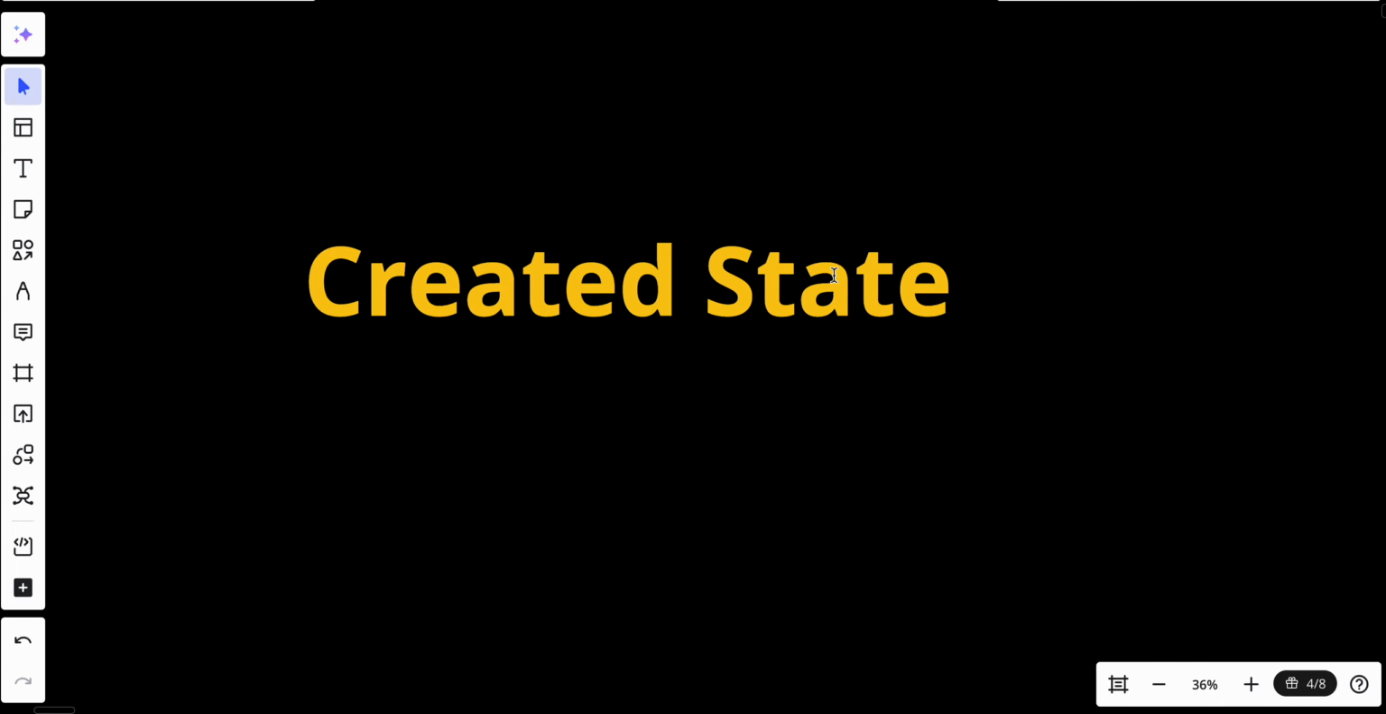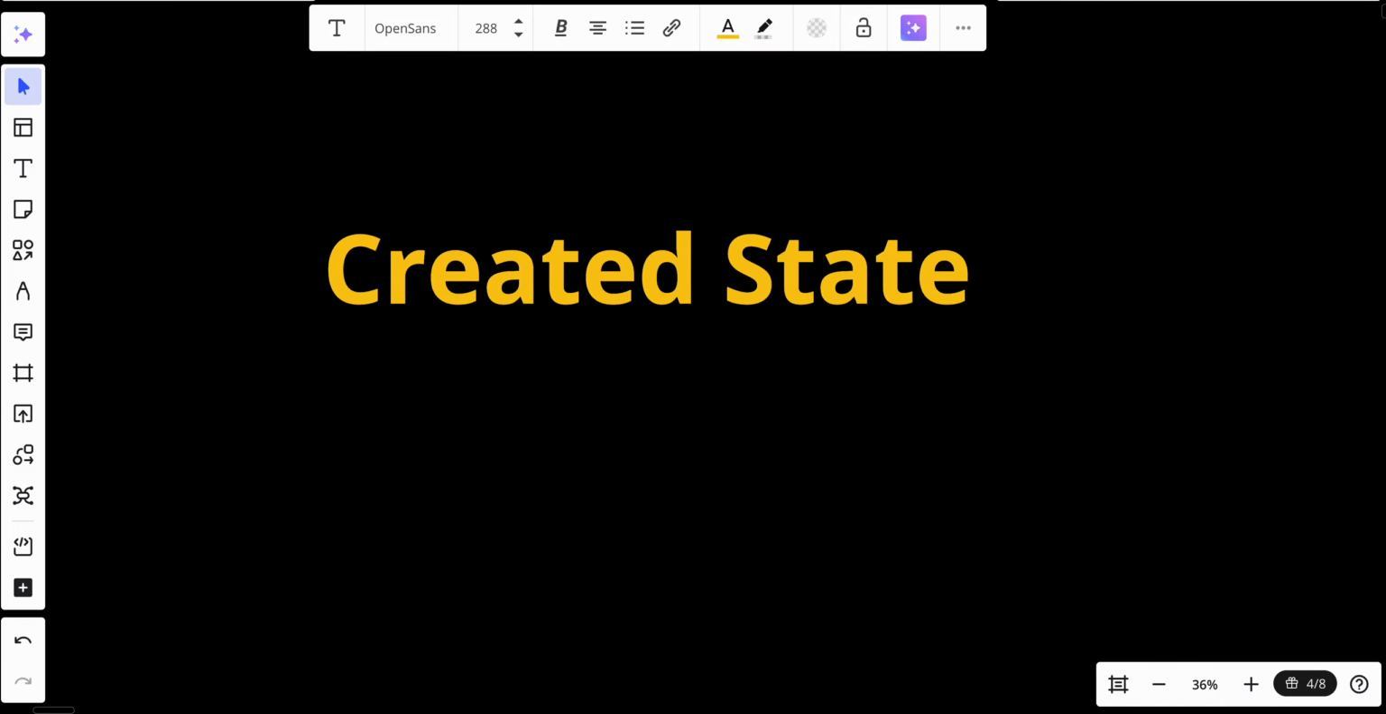Let's start with the created state. The created state is the state a container is in after it's been created, but before it starts running. At this stage, Docker has allocated the resources for the container, but it hasn't been started yet. For instance, when you run docker create nginx, Docker sets up the container, but it won't start until you explicitly run it using docker start or something.